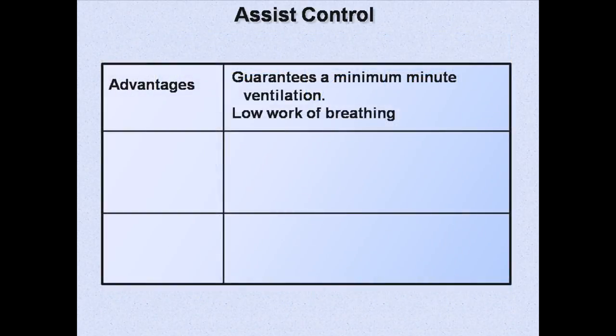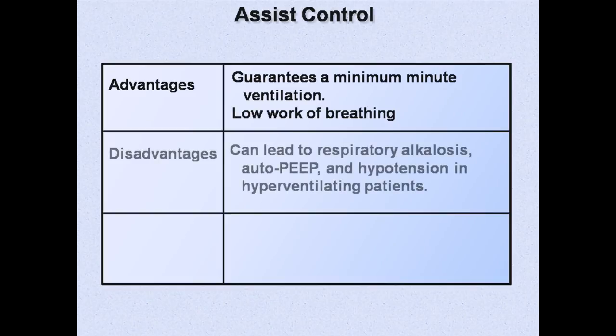Advantages of assist control are that it guarantees a minimum minute ventilation and requires low work of breathing on the part of the patient. Disadvantages are that it can lead to respiratory alkalosis, auto-PEEP, and hypotension in hyperventilating patients. This is because every patient-triggered breath receives a full level of support.